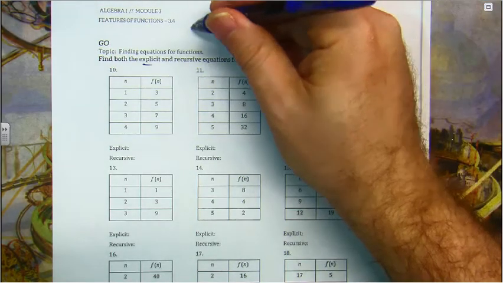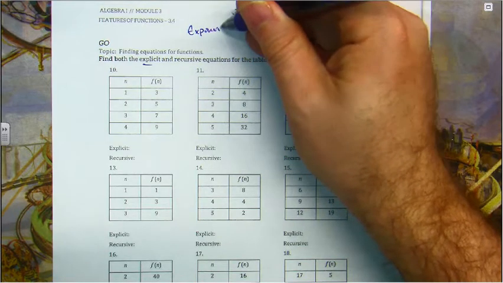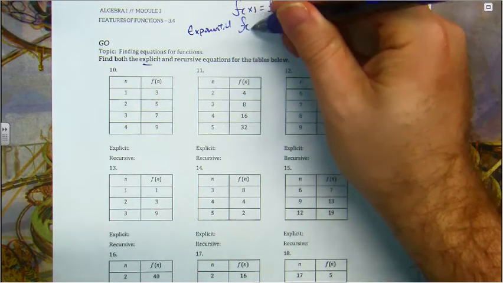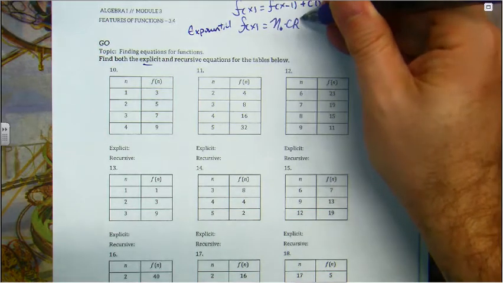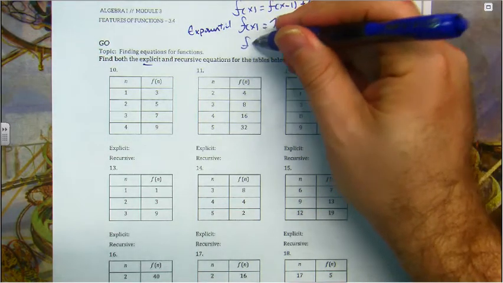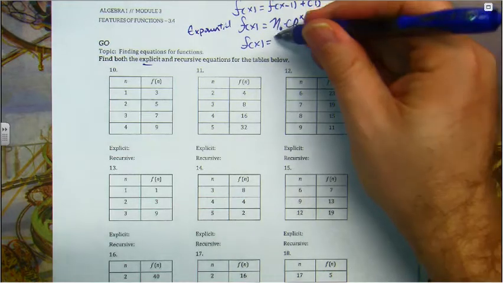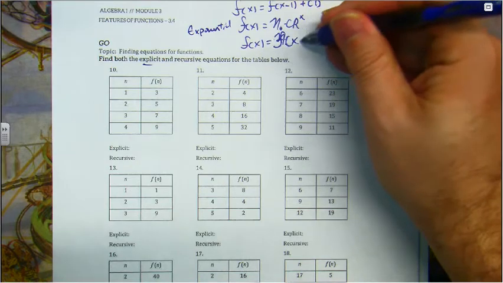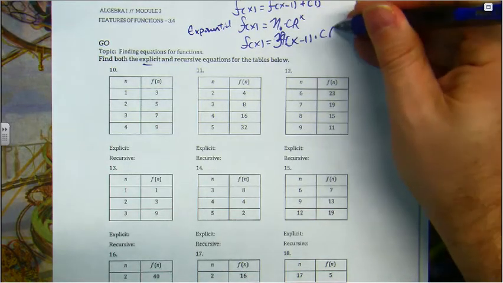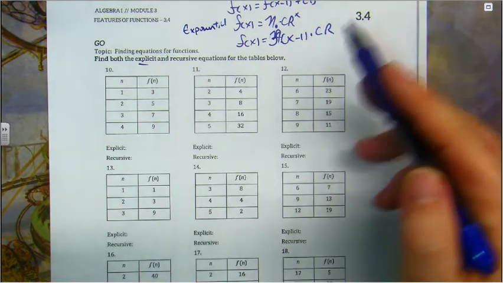And then for an exponential, f of x equals n sub 0 times our common ratio to the x power, or recursively, f of x equals f of x minus 1 times our common ratio. Let's do it right instead of just writing the same thing over again.